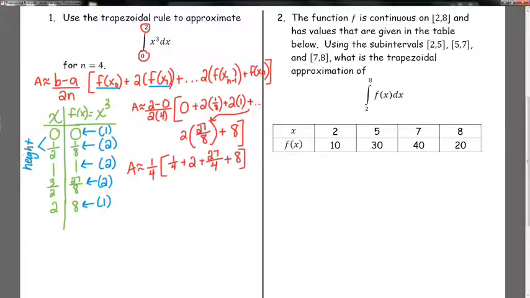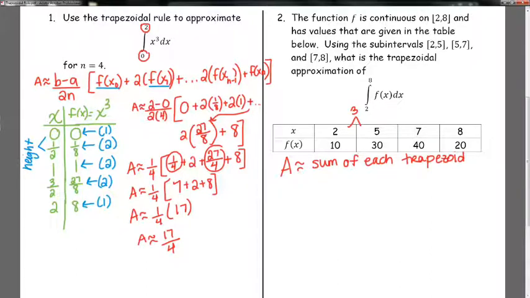So let me double check to make sure I have all my pieces. Alright, looks good. So my area is approximately a quarter times, I'm going to put these two together, so that gives me 27 over 4 plus 1/4 gives me 28 over 4, which is 7. So I have 7 plus 2 plus 8. So it looks like I have a quarter times 17. So my area is approximately 17 over 4.